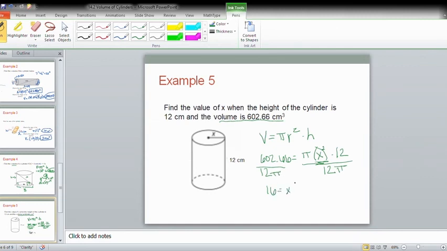Leaves us with x squared equals 16. And then I'm going to take the square root of both sides to give me x by itself, which is going to be 4 centimeters. And that is our radius.